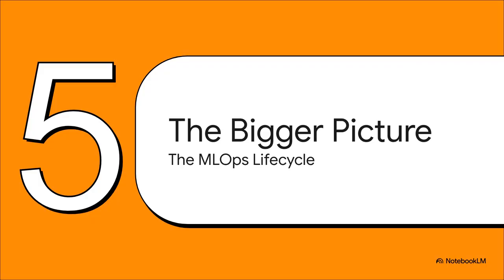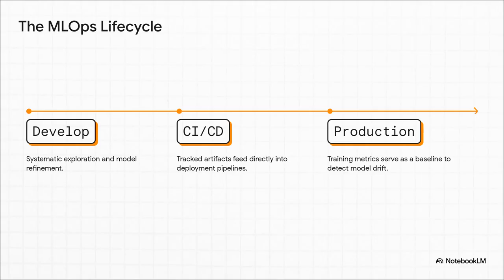You'll know for sure. Okay, let's pull back for a second and look at the bigger picture. How does this one habit, this one practice, fit into the entire MLOps lifecycle? Well, it's not just some tool you use during development. It's actually the glue that holds your whole workflow together. So, in the development phase, it gives you that structure we've been talking about. Then, for CI/CD, those artifacts you logged, the model files, the metrics, they become the direct inputs for your automated deployment pipelines. And then, once your model's in production, those same training metrics become the baseline you use to check for model drift. See, it connects everything.